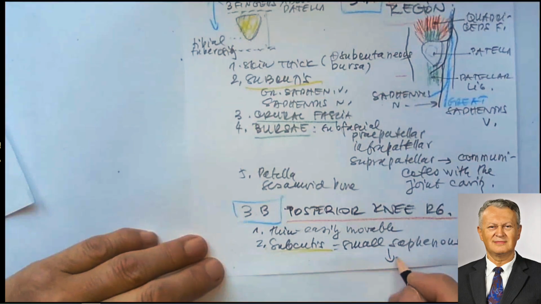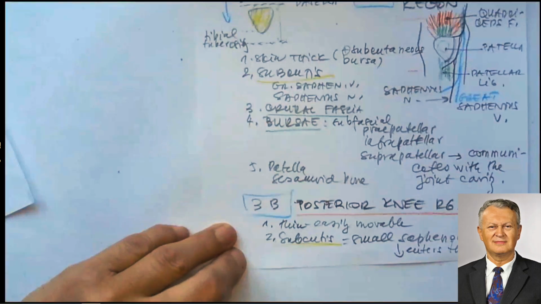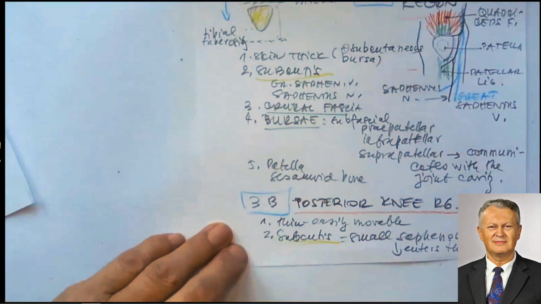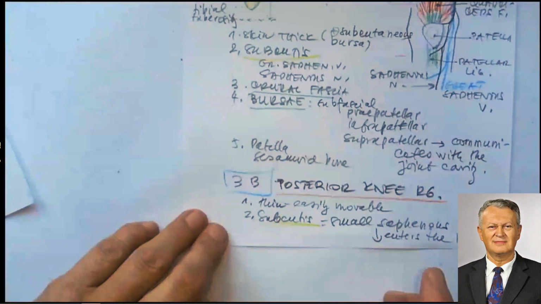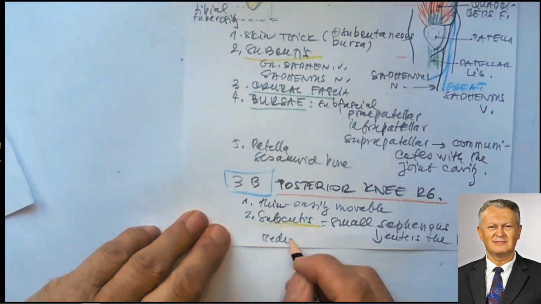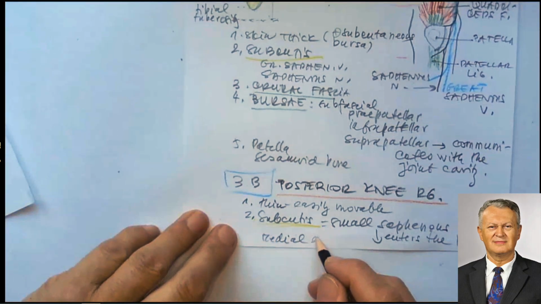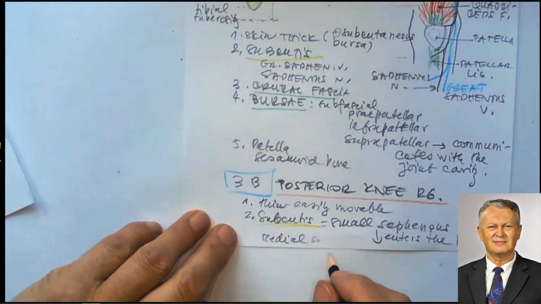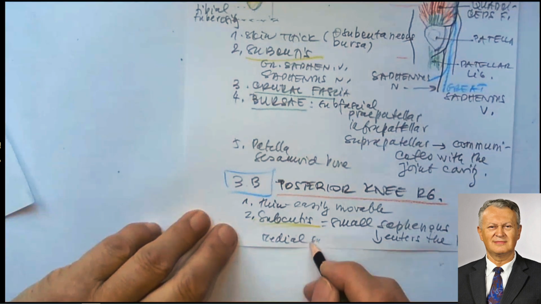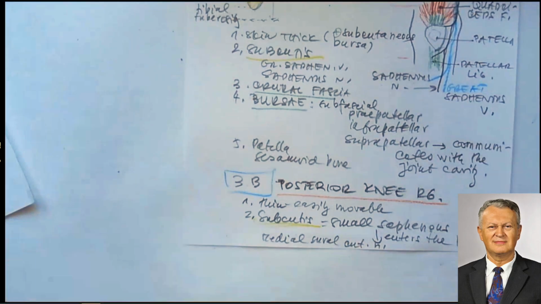entering the popliteal vein. So it opens into the popliteal vein. That's it, popliteal vein. Also, there is the medial sural cutaneous nerve. Good. So next page.